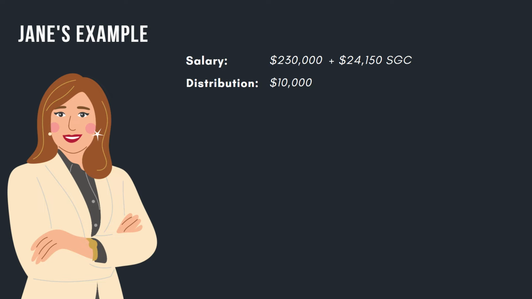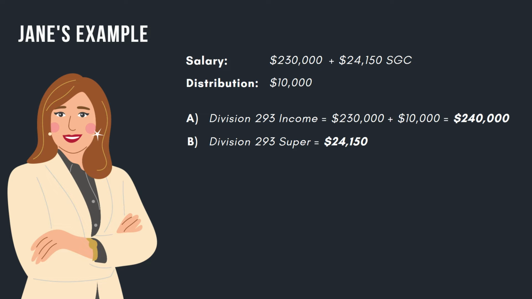Now we start by calculating Jane's Division 293 income and Jane's Division 293 super contributions. So the Division 293 income is $230,000, which is her salary, plus $10,000, which is the amount from her family trust, which gives her Division 293 income of $240,000. Jane's Division 293 super contributions is only the amount of her SGC entitlement, which is $24,150.